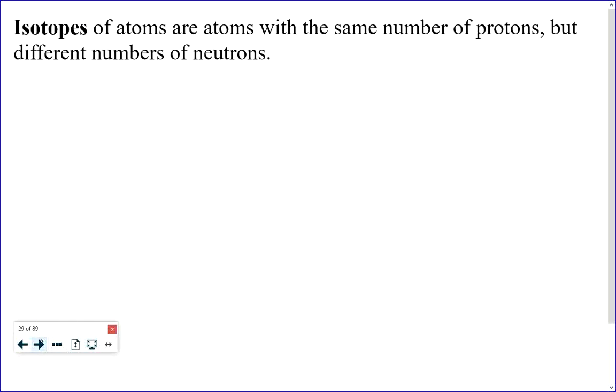Isotopes, you used this word in Science 10 and a little bit in Chem 20, I believe. Isotopes of atoms are atoms that have the same atomic number, the same number of protons, but the number of neutrons they have in the nucleus is not the same.